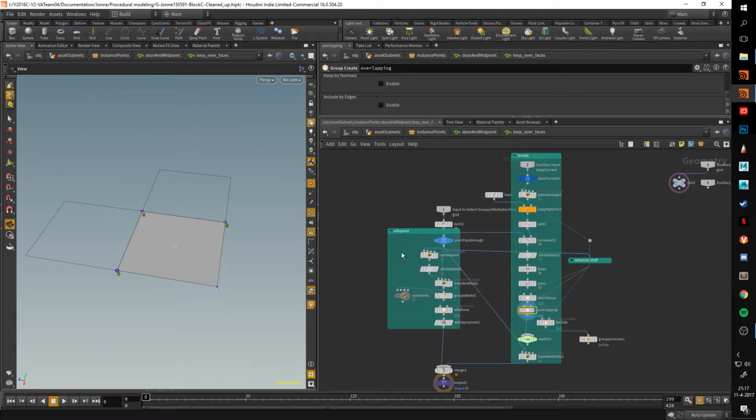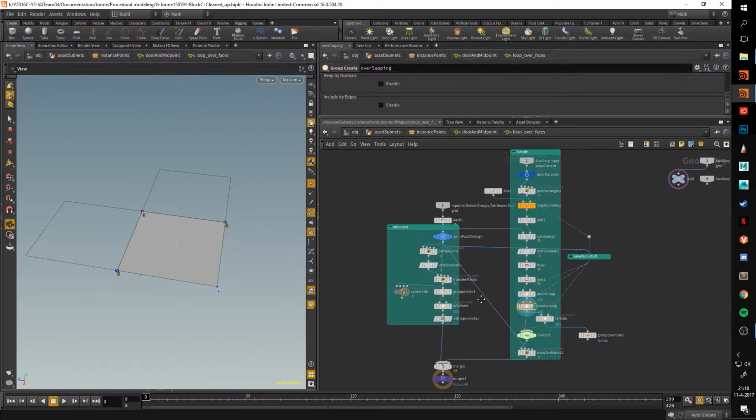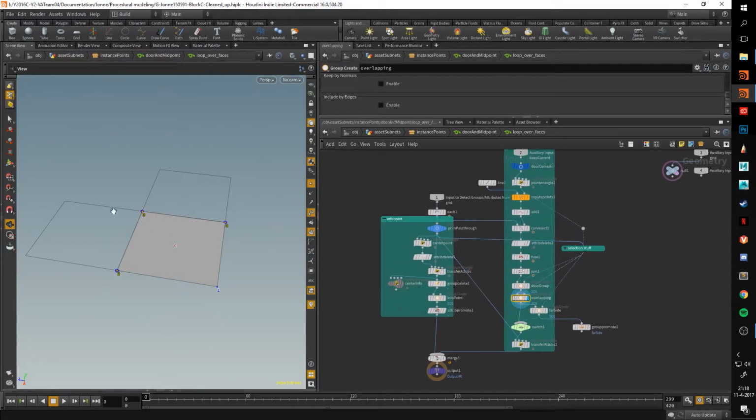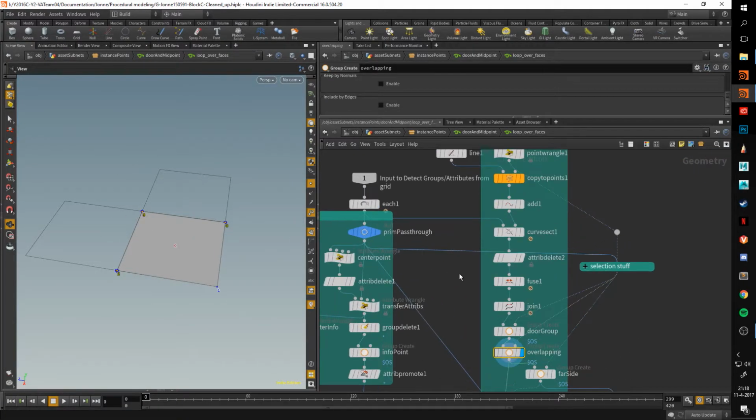So this is made out of two parts, an info point and a far side point. Now, this section here is mostly meant for L-shaped rooms or T or whatever, but every part except for walkways and corridors goes through here. The main thing they go through is this.